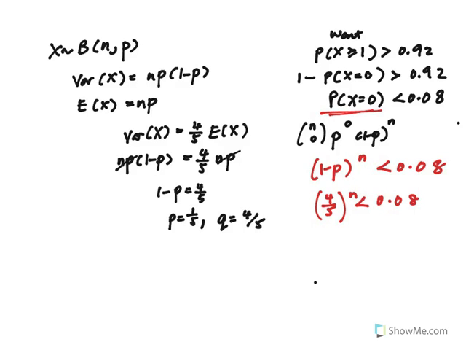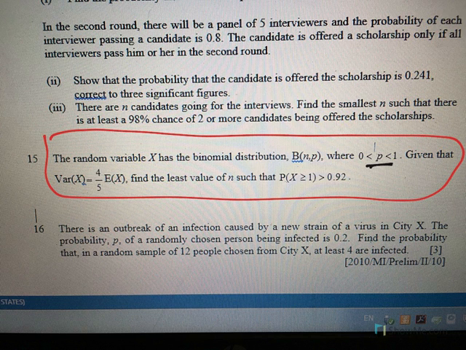Solving this, if you log both sides or use a GC, very quickly you can see that n has to be greater than 11.3. So you can use a GC or you can log both sides. That means the least value for n has to be 12. This is how we go about doing this.